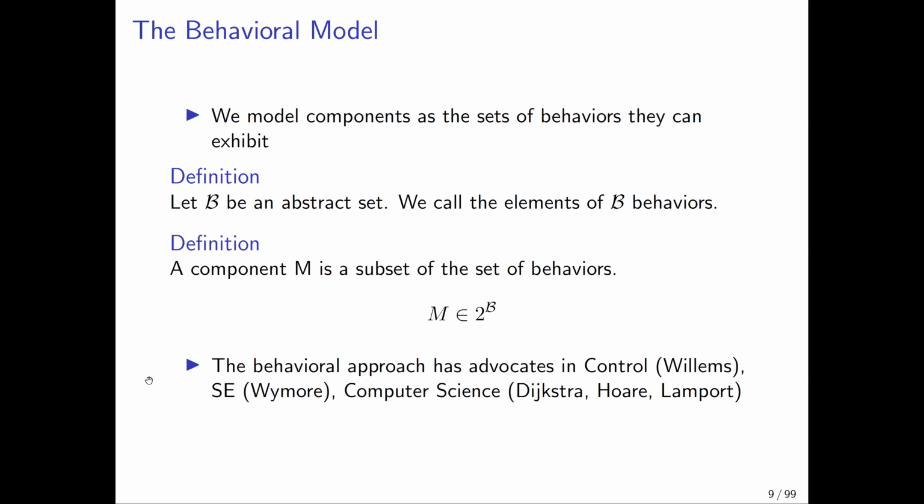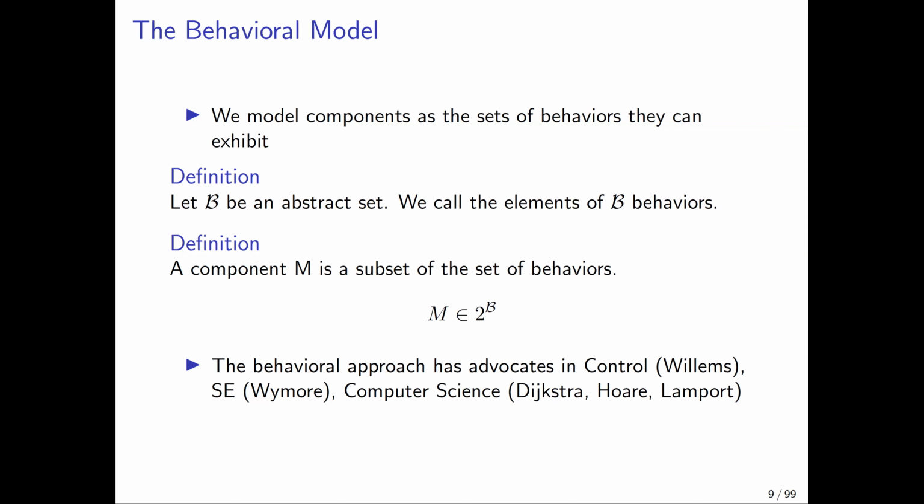And behavioral modeling has supporters in many fields. In the case of control, there is Jan Willems, for example, who advocated the use of behavioral modeling. He has a paper with a section titled "The Behavior Is All There Is." So he is very much insistent on this notion of behavioral modeling. In systems engineering, we have people like Wayne Wymore, whom we mentioned earlier. Professor Wymore was the first chair of a systems engineering department in an academic setting. And in computer science, this is absolutely standard. In computer science formal methods, we always think about procedures as the set of traces that you can witness from them.